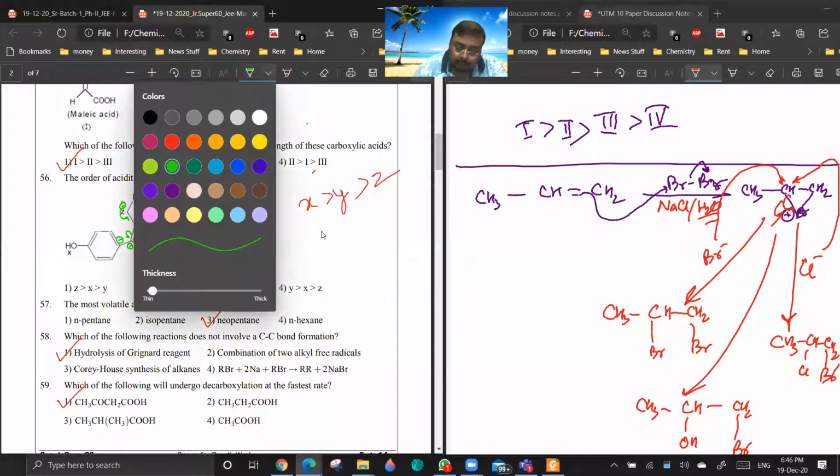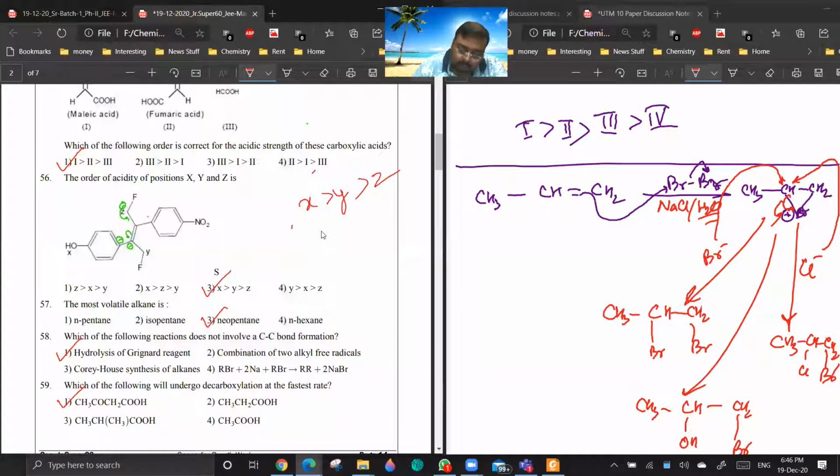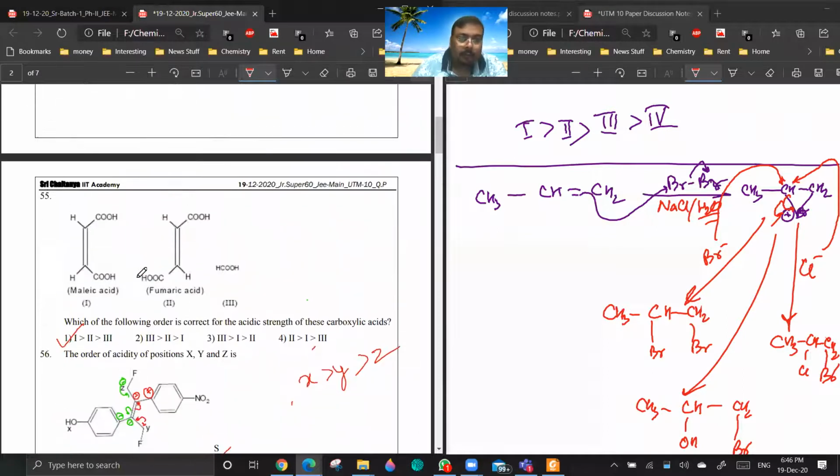In this case, NO2 will create a positive charge here. Negative charge delocalization will create minus here. Minus and plus will stabilize each other. Is it clear? All of you? Yes, sir. Okay. 55.